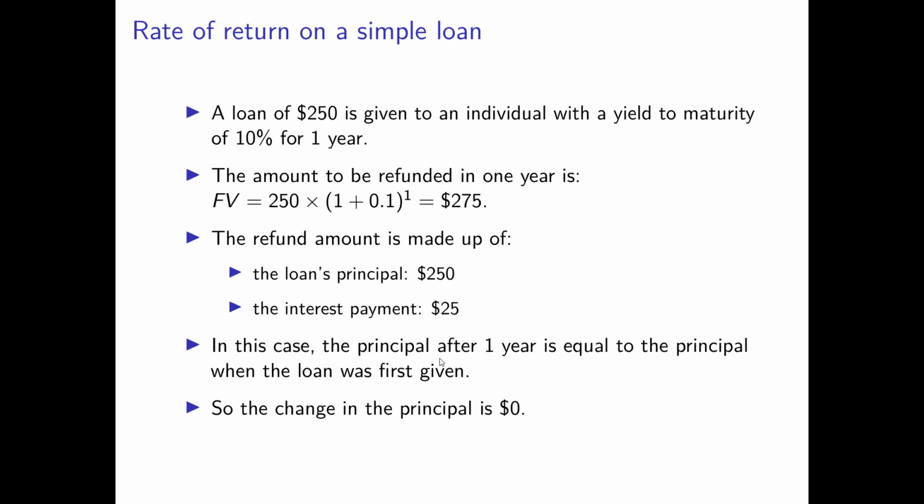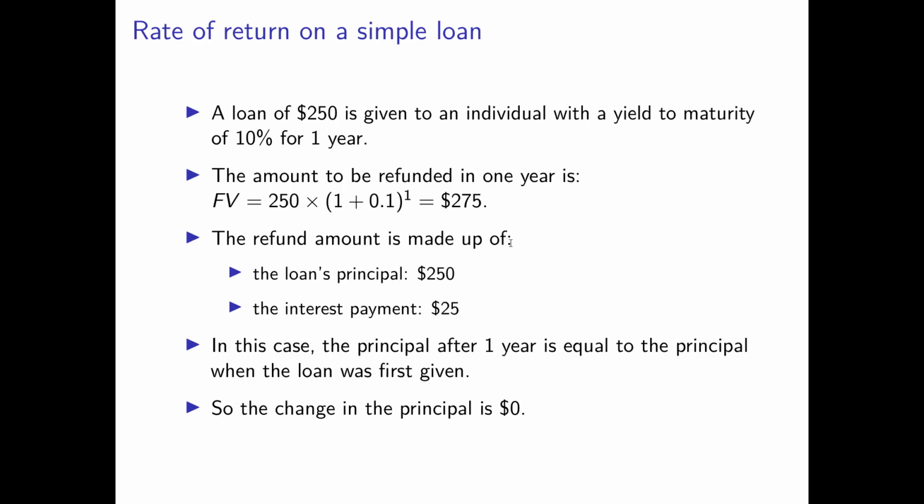Let's use a very simple example to illustrate it. Let's calculate the rate of return on a simple loan. We already know what simple loans are. A loan of $250 is given to an individual with a yield to maturity of 10% for 1 year. So we can calculate the future value in a year, right? 250 times 1 plus 0.1, and that's $275. Fairly easy so far.